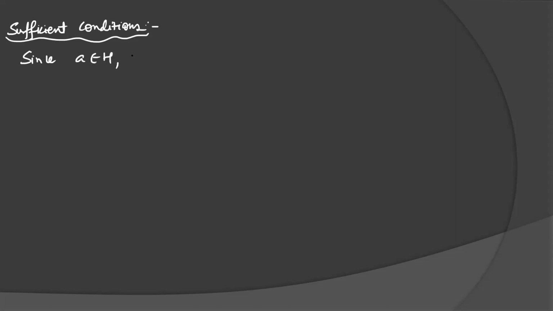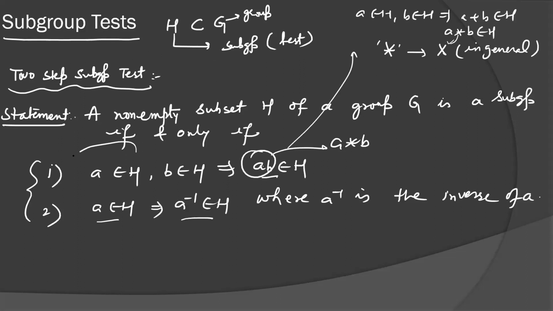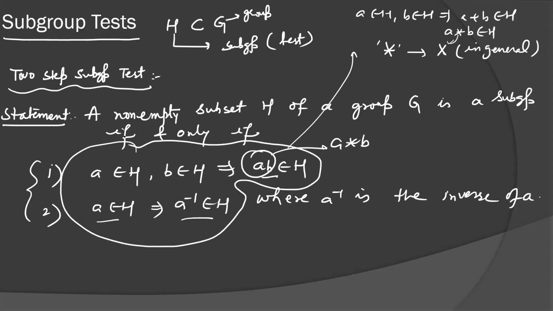Since A belongs to H, B belongs to H, it is given, and it is given AB belongs to H. These two properties are now given. With the help of these two properties, we will prove all the four properties for proving H a group.